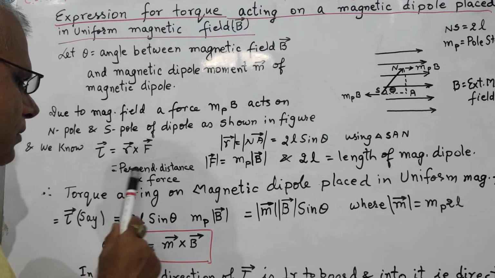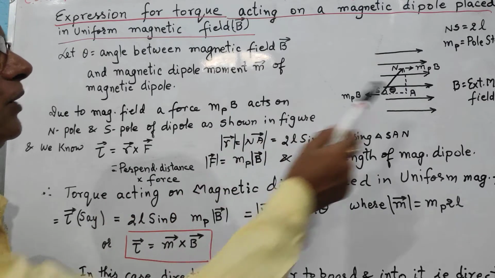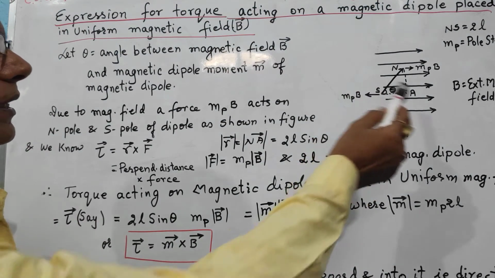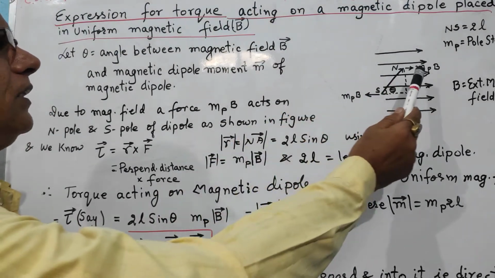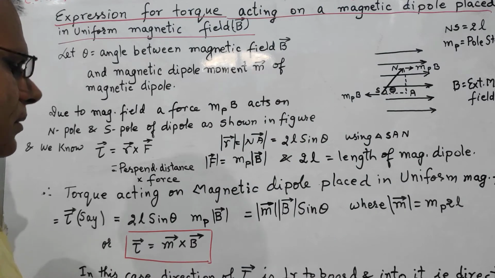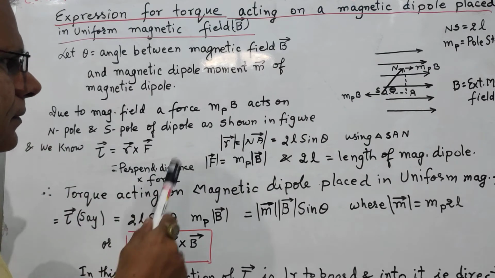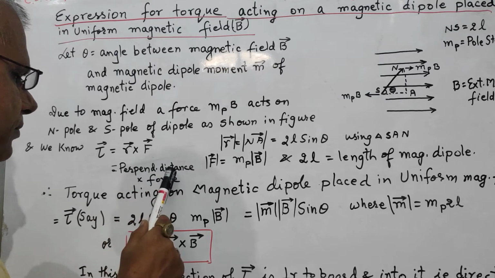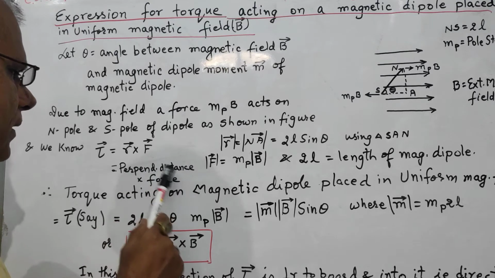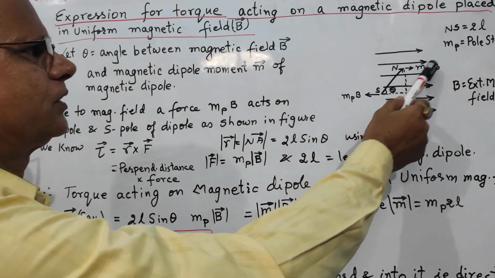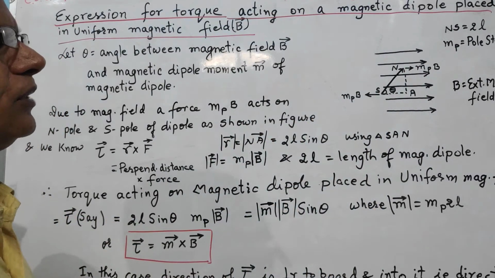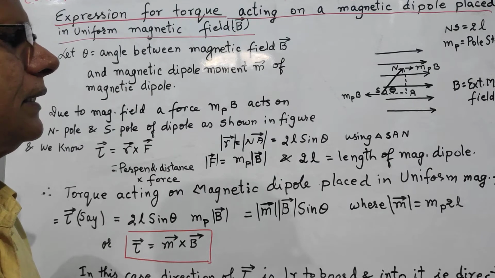torque equal to perpendicular distance between the two anti-parallel forces into the individual force. So here we are preferring to have this format: perpendicular distance between the two anti-parallel forces multiplied by the individual force acting on the magnetic poles.